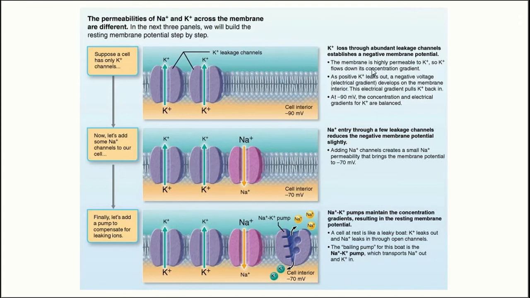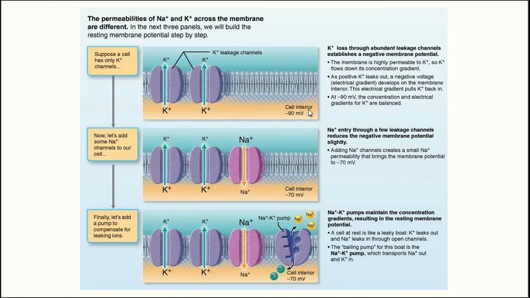So when they say that the membrane is highly permeable to potassium, that implies that there are a lot of potassium leak channels, and we see that that is the case. For every one sodium leak channel, there are 25 potassium leak channels. So there's a good abundance of those potassium leak channels in the plasma membranes of things like our neuron.